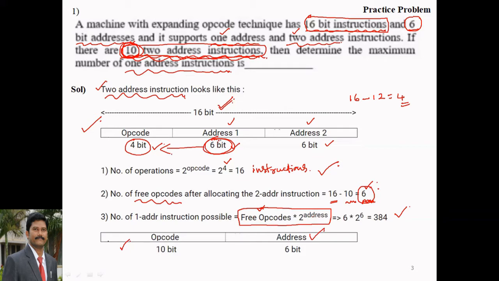2 power this 6-bit is increased now. Previously it is 4-bit, now it is 10-bit, because this 6-bit is added. So free opcodes already from here, free opcodes are 6, okay, 6 into 2 power 6. This 6 is how we got the number of the bits increased. Previously it is 4-bit, now it is 10-bit, so 6 bits increased. So free opcodes into 2 power the number of bits expanded, that is called 384 instructions, one address instructions are possible.